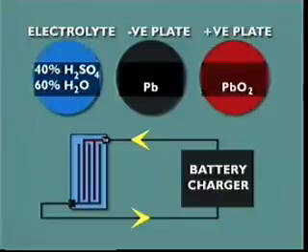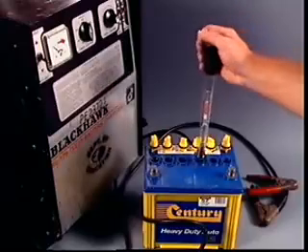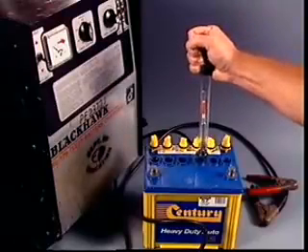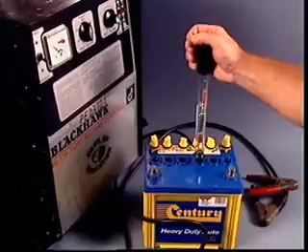At the same time, lead peroxide is formed at the positive plates, which restores the cell's electrical potential. The charging process increases the amount of acid in the electrolyte, making the electrolyte stronger. When further charging no longer makes the electrolyte stronger, charging is complete.